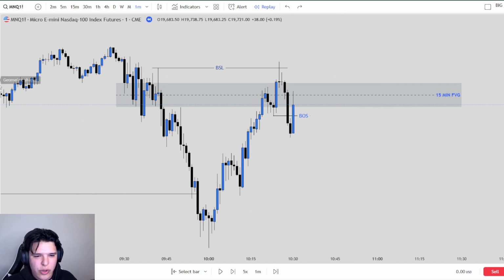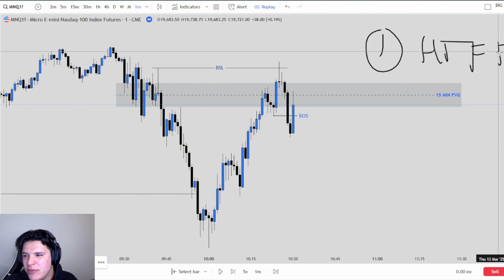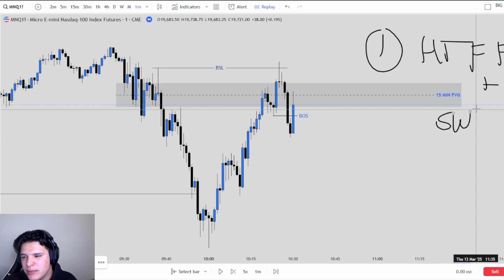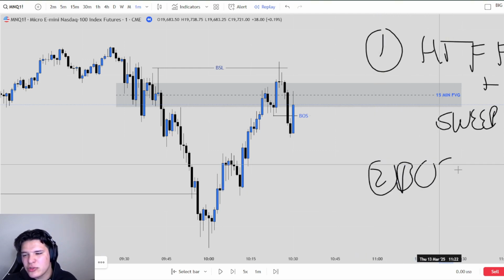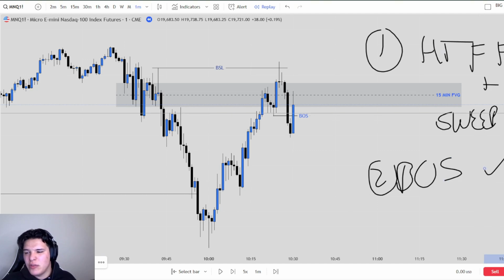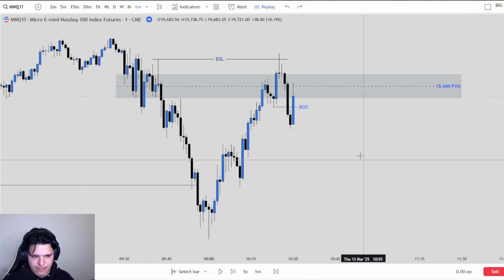Not only that, what is the third and final step? Now we have two. What have we checked off? Step one is higher time frame FVG, boom, plus sweep. This is a Picasso right here. Step two, break of structure on the lower time frame. We've checked off both. What is the last step?